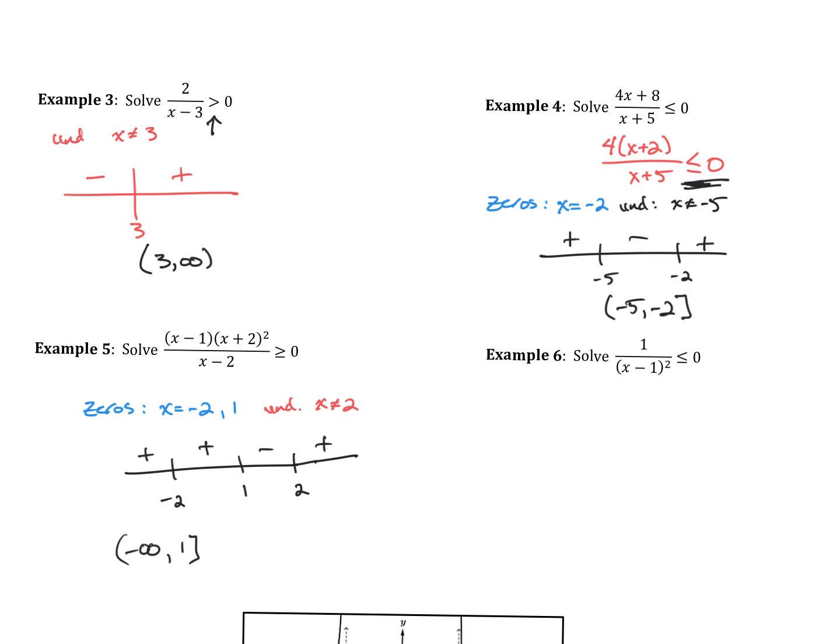And then I go from what? 2 to infinity. Do we get to include 2? No, so it gets a parenthesis because it's undefined there. All right, let's finish this up for example 6 here.